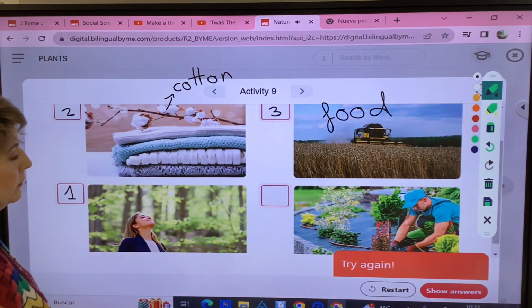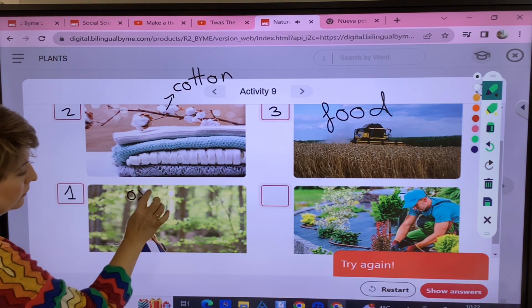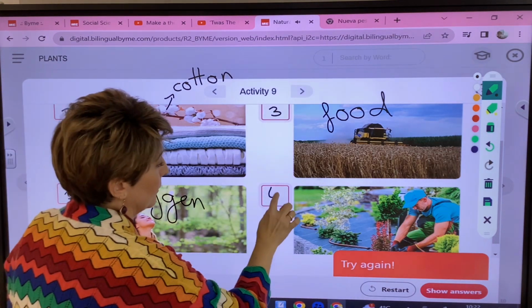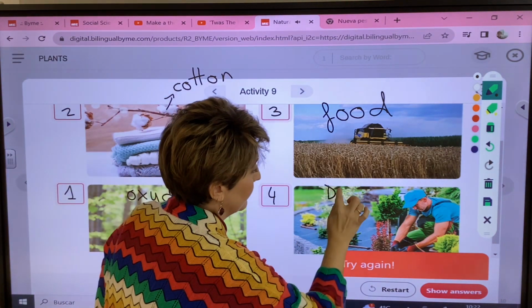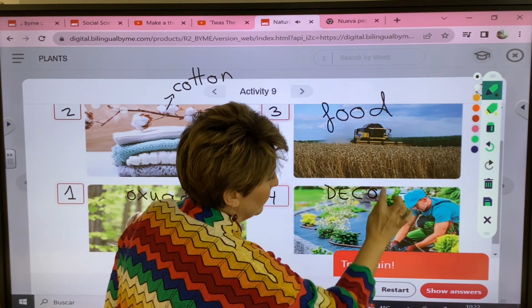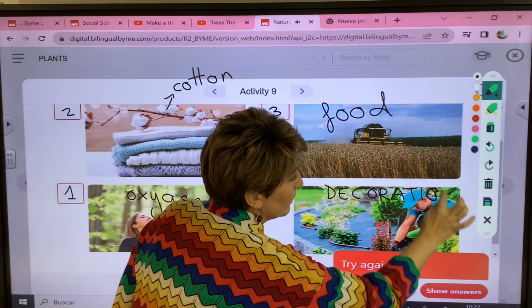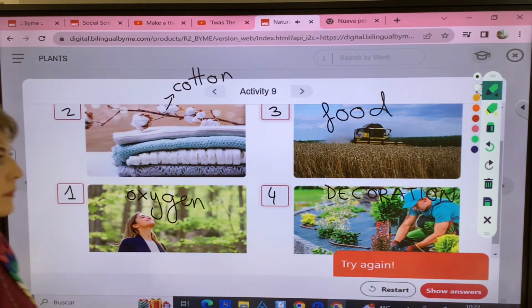And don't forget, plants are also pretty. We use them to decorate our garden, houses, and cities. So, because plants are important for many things, we need to take care of them.